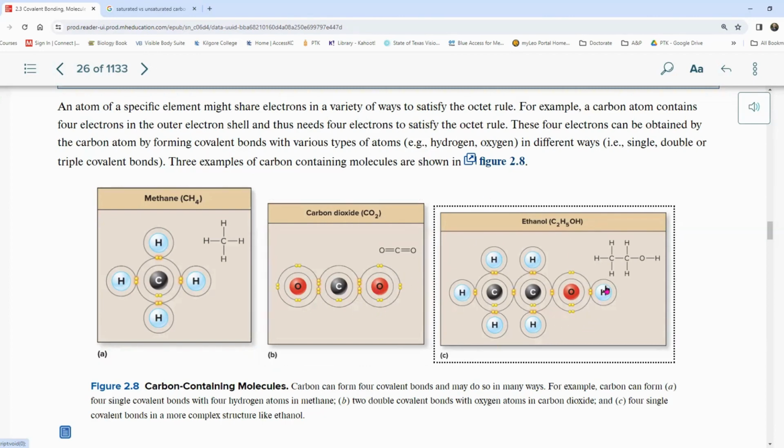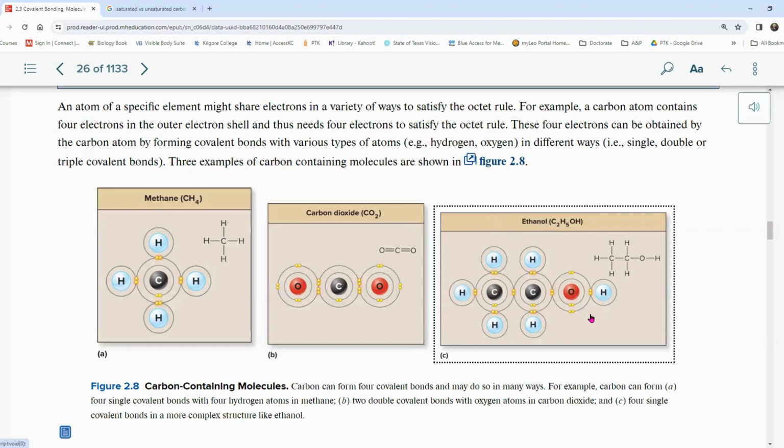Ethanol is the chemical that is responsible for Friday night activities. If you go out to a bar and you're drinking beer or wine, this is the actual chemical that is giving you the wanted feeling, the buzz or the inebriation. So this is the chemical that's responsible for that.